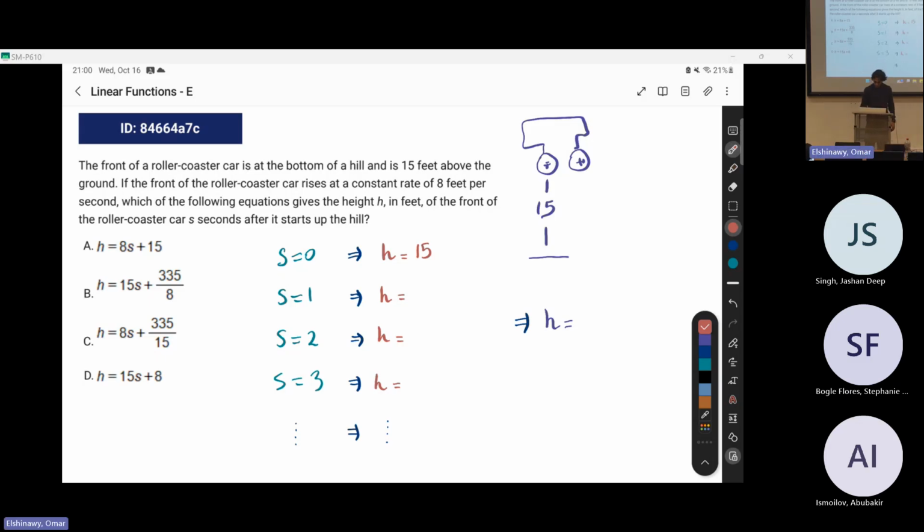23. Yes, actually, when I did it the first time, I was like 22, but I can't do 15 plus 8 quite well from the first time. So it's 23. Okay, what about the second one? What's the height then? 31? Yeah, 31. And the final one? Yeah, 39. Okay, so it goes on and on. There's a common pattern. It starts at 15 and it increases by 8 with each second.